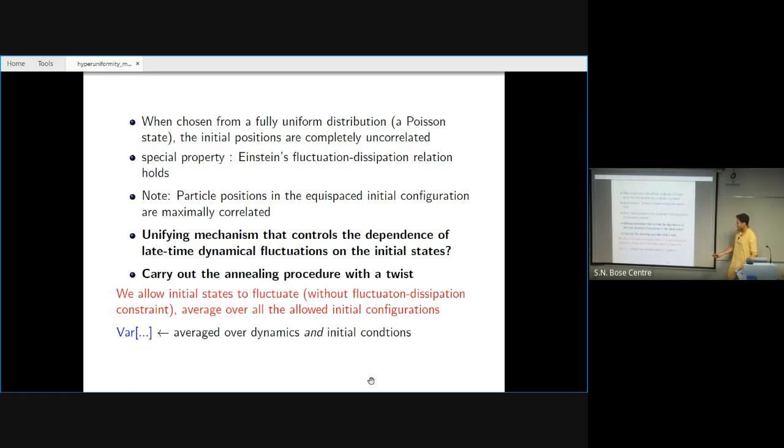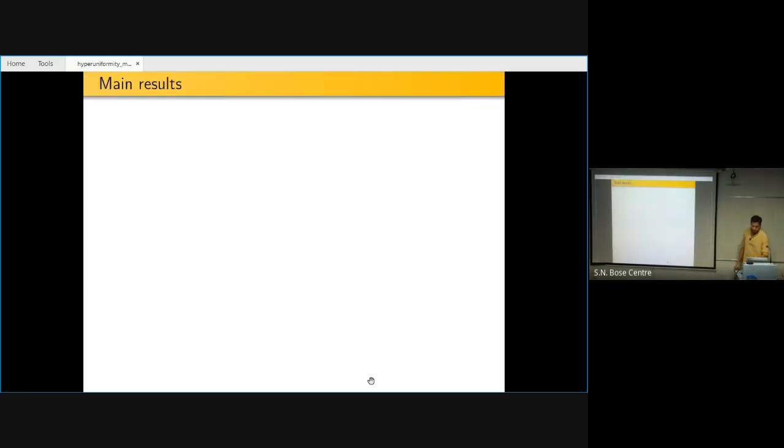because we'll see that we are going to introduce a measure of density correlation in the problem. And so whenever, from the next slide onwards, you see this quantity variance appear, note that it is averaged over both the dynamics as well as the initial configurations from now on. So I'll just give you the main results first before getting into how we arrive at the results.